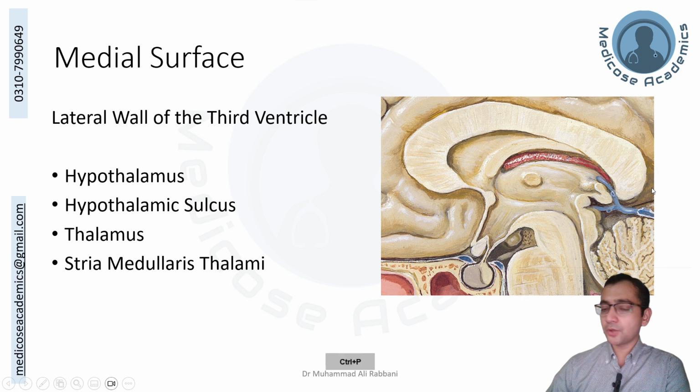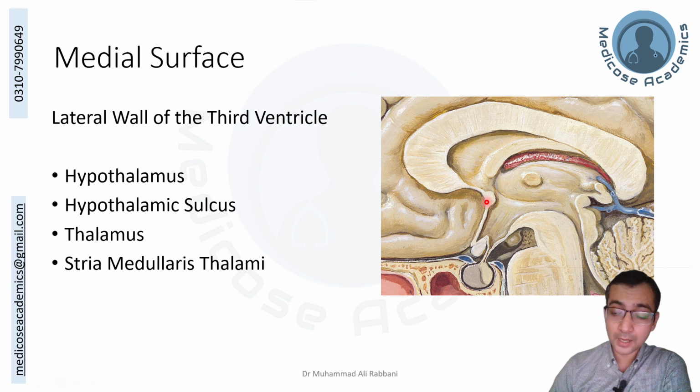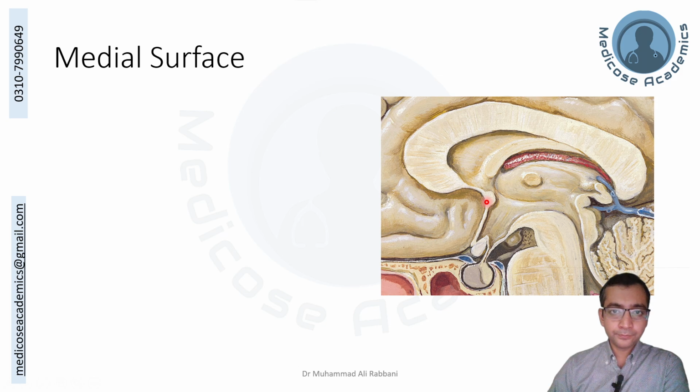Medial surface, we have already done that. All the structures that were present, lateral wall of third ventricle basically, or medial wall of this, contains thalamus, interthalamic adhesion, stria terminalis, choroid plexus, fornix. Fornix will be superiorly, there will be hypothalamic sulcus, hypothalamus, and all these structures. This is stria medullaris thalami, sorry.